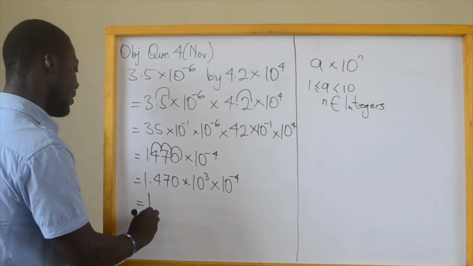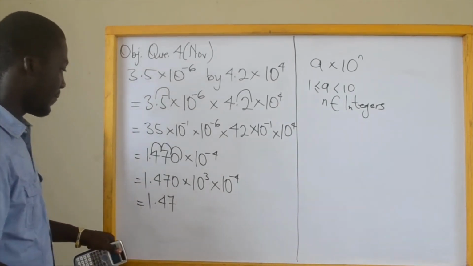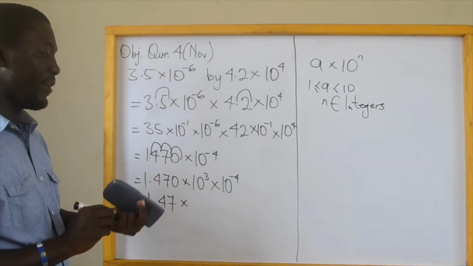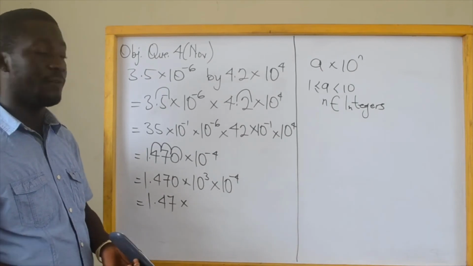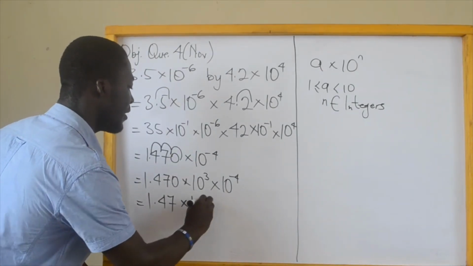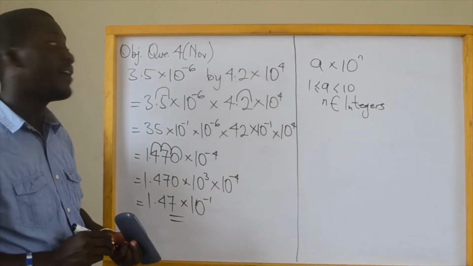And at the end you get 1.47. This 0, we should get rid of it, times 10 raised to the power 3 times 10 raised to the power negative 4. When we add the exponents, we are going to get 10 raised to the power negative 1. And this will be our final answer.